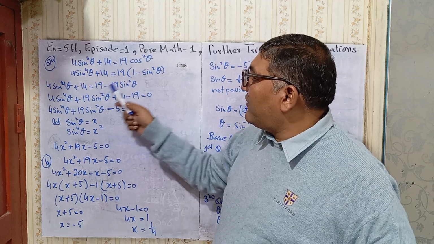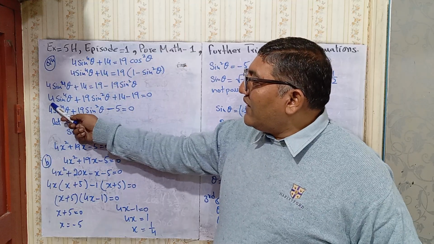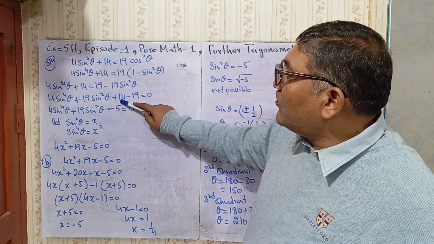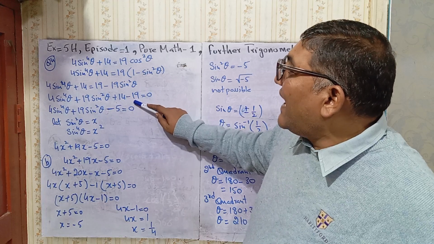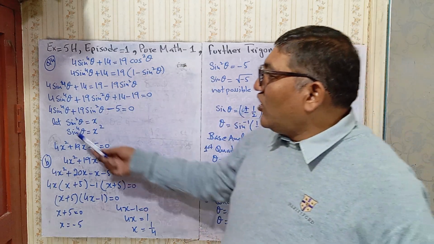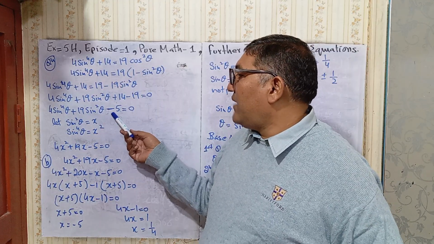This 19 will multiply with both these terms. So 19 minus 19 sine square theta. You will have 4 sine raised to power 4 theta plus 19 sine square theta plus 14 and minus 19. I brought these two terms to that side. Now you will have 4 sine raised to power 4 theta plus 19 sine square theta minus 5 equals 0.